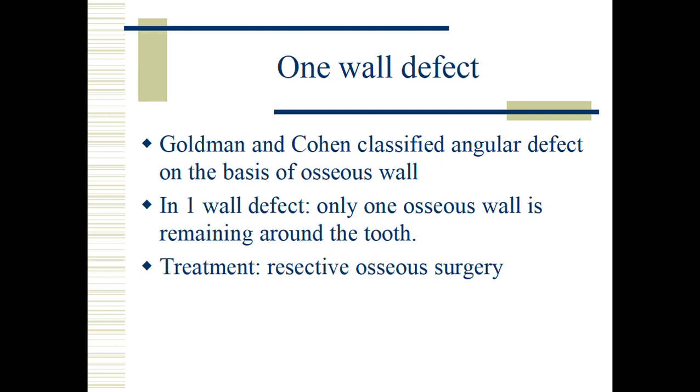Now, next is one-wall defect. The one-wall defect classification was proposed by Goldman and Cohen, who classified the angular defects. In this classification, one-wall defects are those in which only one osseous wall is remaining around the tooth. And the treatment for one-wall defect is resective osseous surgery.